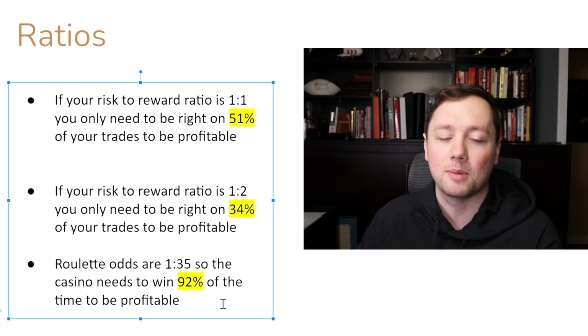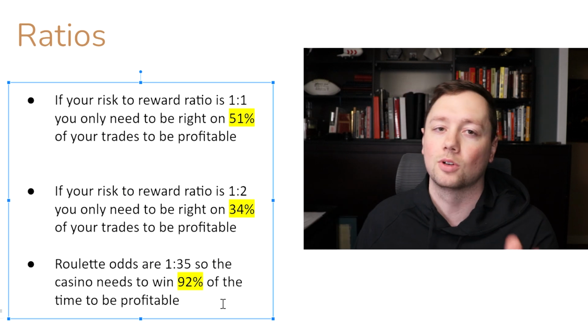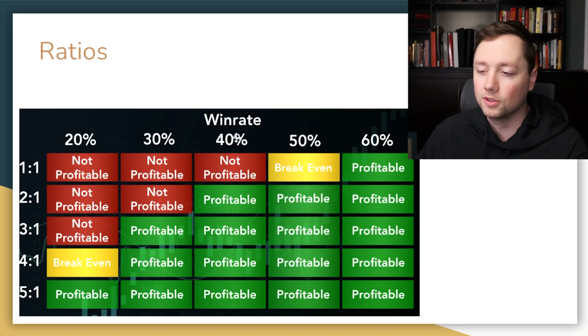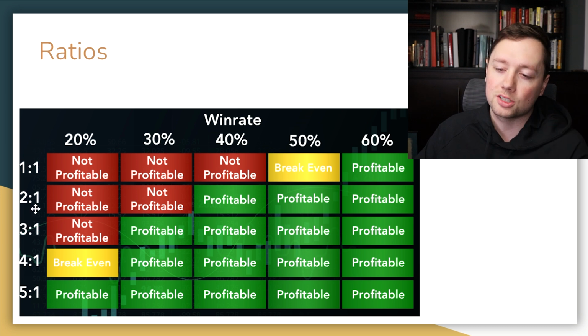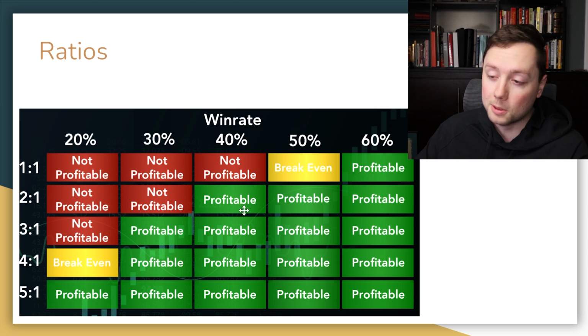It's the exact same math. It's the exact same ratios that a casino uses. It's the exact same math and ratios that you need to use. And to prove it to you, here is the win rate in order to be profitable. So if you risk 2-to-1, like I said, you only need to be profitable 34 to 40% of the time to be a profitable trader.